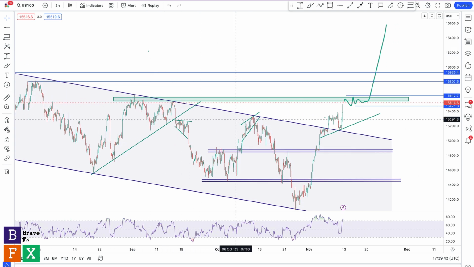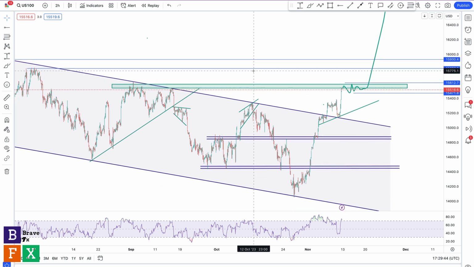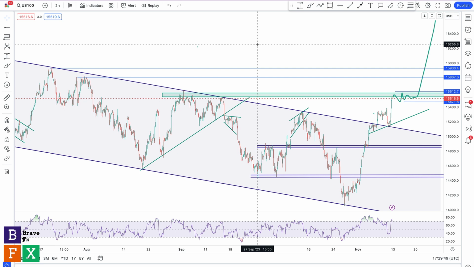So this is briefly for Nasdaq. I don't see any reason why I'm going short right now, because like I showed you earlier, on the daily time frame, we simply just broke out from a long-term bullish consolidation, which is a bullish flag.